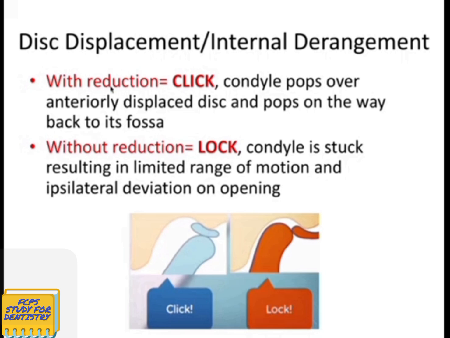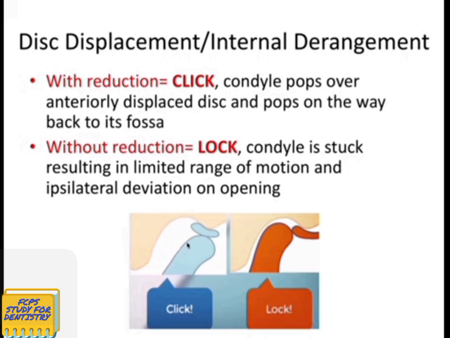So with reduction means that there's a click involved, an actual clicking sound. And so we see this in the first image. The disc is anteriorly displaced. Here's the glenoid fossa and the articular eminence. Here's the condyle, and here is the disc. And so the clicking sound happens as the condyle pops over this displaced disc and then also pops on the way back to its fossa.